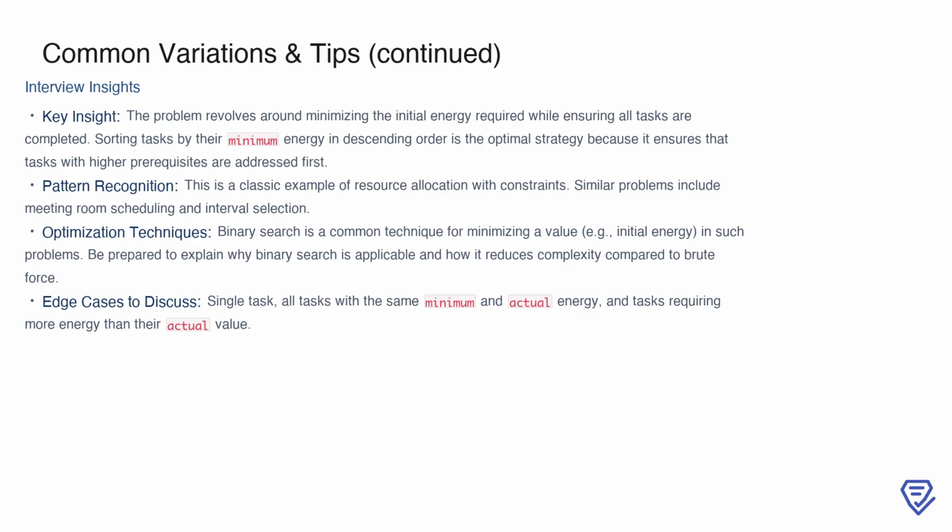Understanding the problem's core insights can make solving it much easier. The key challenge here is minimizing the initial energy required while ensuring all tasks are completed. Sorting tasks based on their minimum energy requirements in descending order is a highly effective strategy. This ensures that tasks with higher prerequisites are addressed first, which is critical for feasibility. Additionally, this problem fits into a broader category of resource allocation with constraints, making it comparable to other classic problems like meeting room scheduling or interval selection.